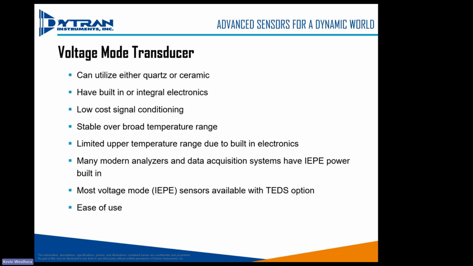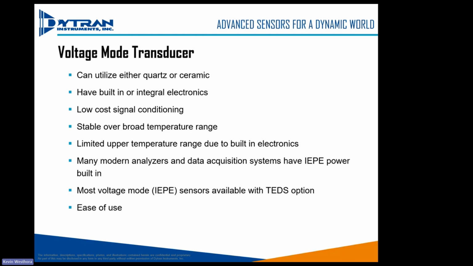So when we're using a voltage mode, IEPE or ICP accelerometer, we can use either quartz or ceramic material. Quartz is typically used for NVH applications in automotive. It's used for higher frequencies and it's used for higher temperatures. Ceramic is used for more modal testing and seismic applications. It's very low noise, very, very stable, very high sensitivity, but it's also very thermally unstable. So depending on the application, we will choose either quartz or ceramic.